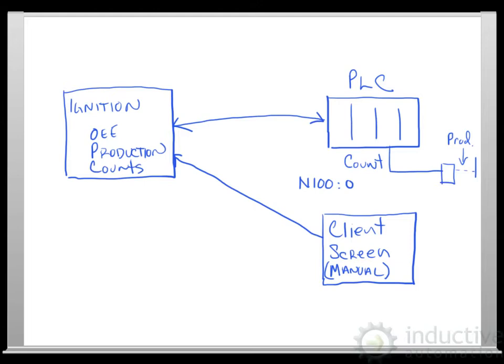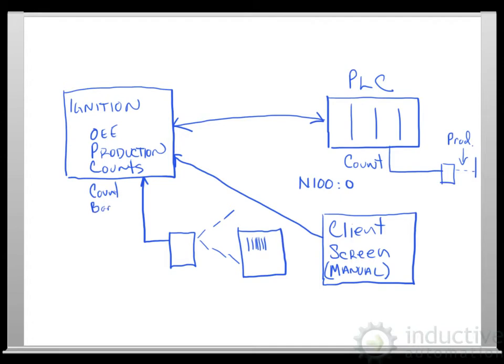Okay. Another possibility is that we have a barcode reader out here. It's doing its thing, scanning, and when a case goes in front of it with the barcode, it reads that barcode, and every time it reads a new barcode, it sends it to Ignition, and then we count how many barcodes that we read.